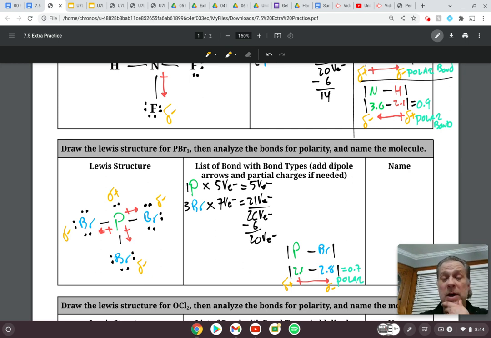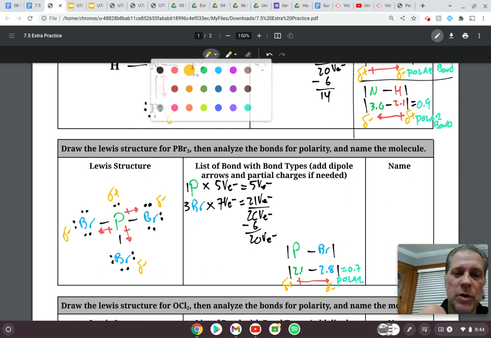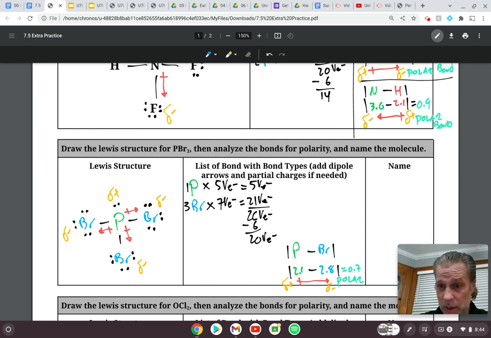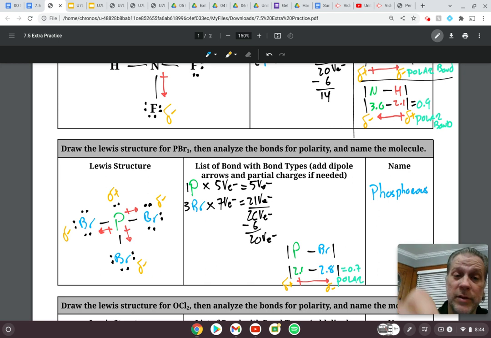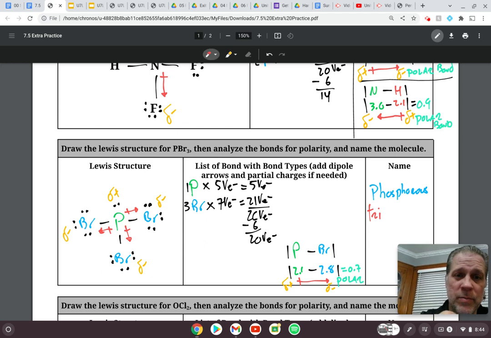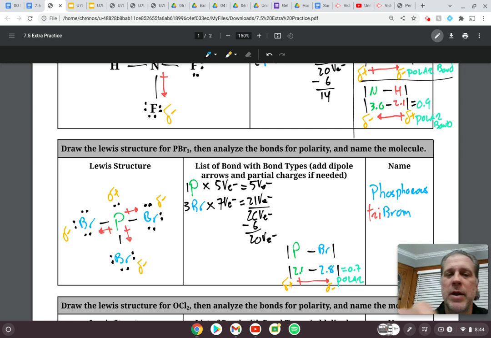And then lastly, we're going to name this compound. And because it's 2 nonmetals and it's covalent, we are going to use the covalent naming scheme. So we know that with PBr3, there's 1 phosphorus. So we're just going to write phosphorus. And there's 3 bromines, so it's going to be phosphorus tri. And then the root word for bromine is going to be brom. And then we're going to change the INE to IDE, and it becomes phosphorus tribromide.